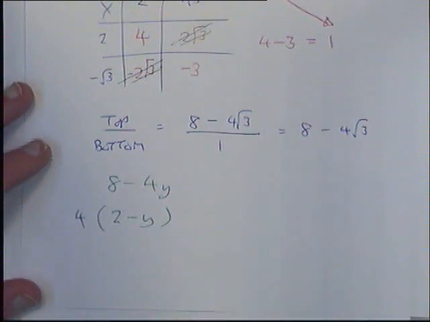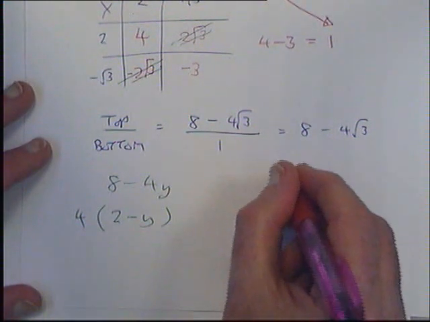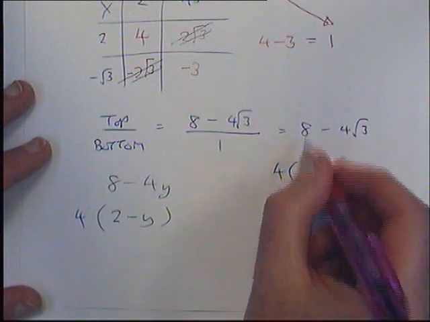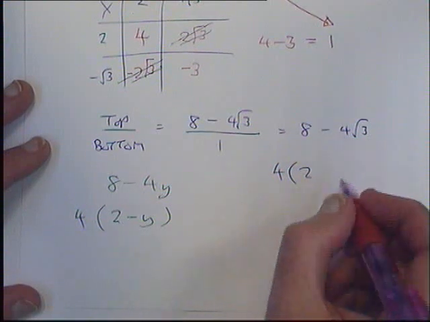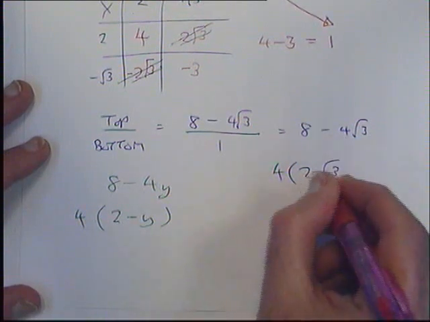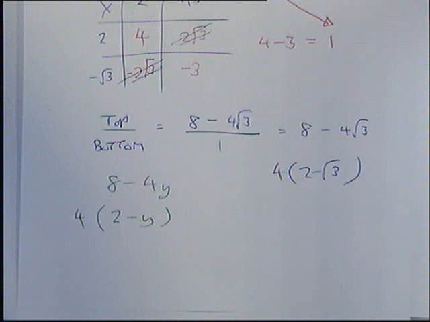Well, you can do that over here. 4 goes into both of those bits. Take 4 out as a factor. 4 into 8, 2 times. What do you times 4 by to get 4 root 3? Root 3. The minus sign goes in there. So there you go for a perfect sort of final answer there. Okay? We're all happy with that?